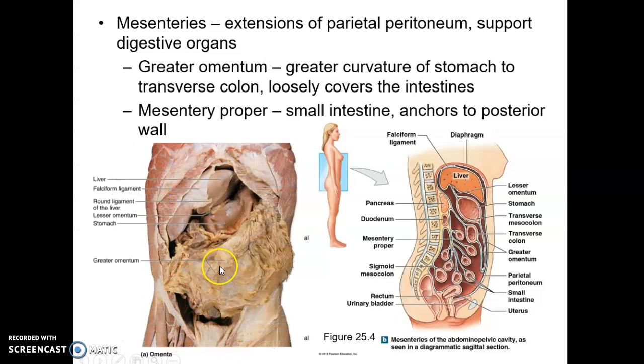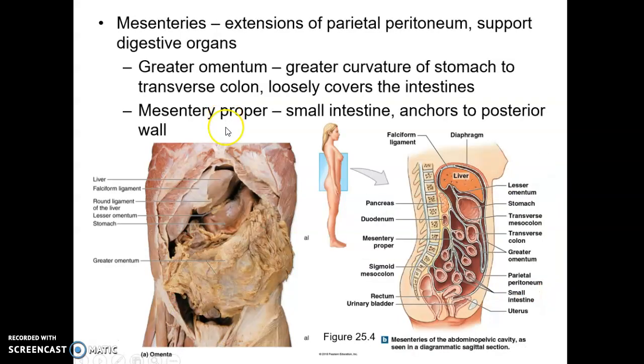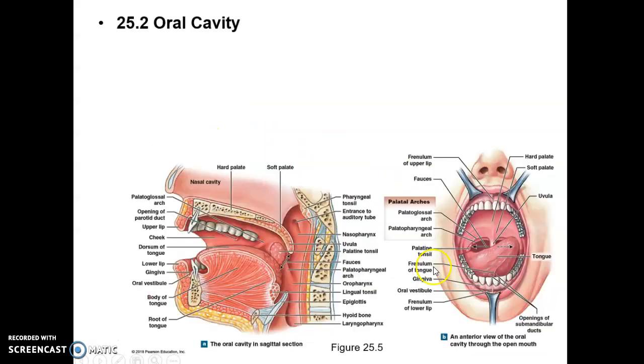So here's a dissection of a cadaver. There's the liver, portion of the stomach, and this is the greater omentum, which is draped over the small intestines, covering them like a flap, and has some fat material stored on it. And if you were to flop this upwards, you would expose the small intestines. So there's the greater omentum. Okay. So those are the only ones you'll need to know by name.